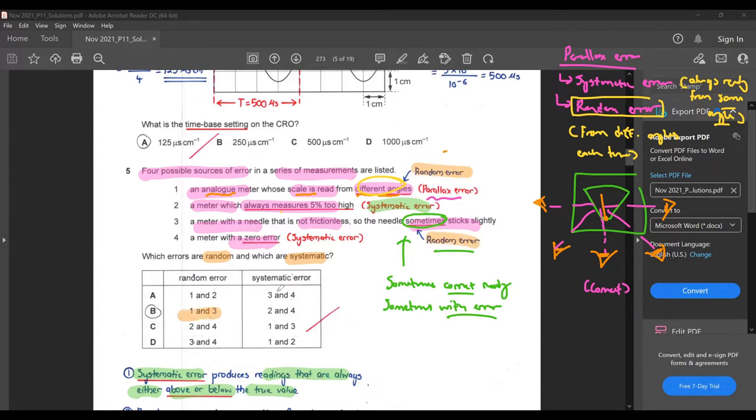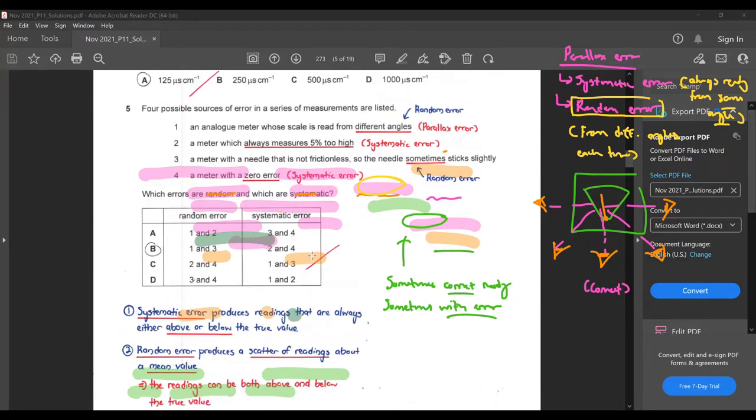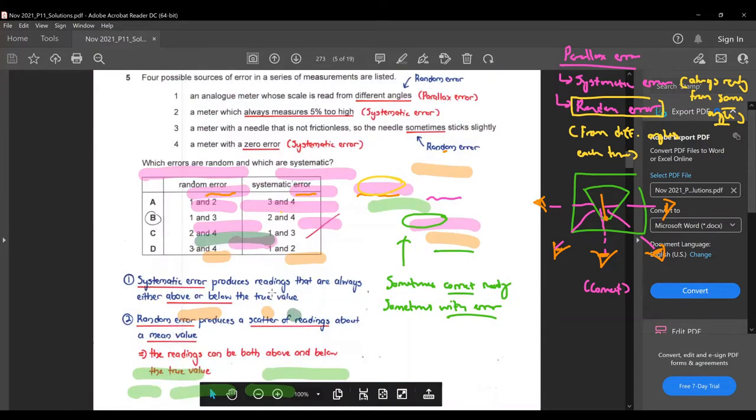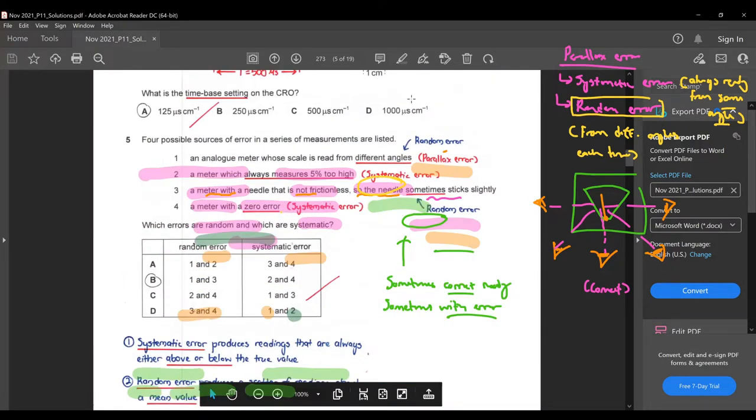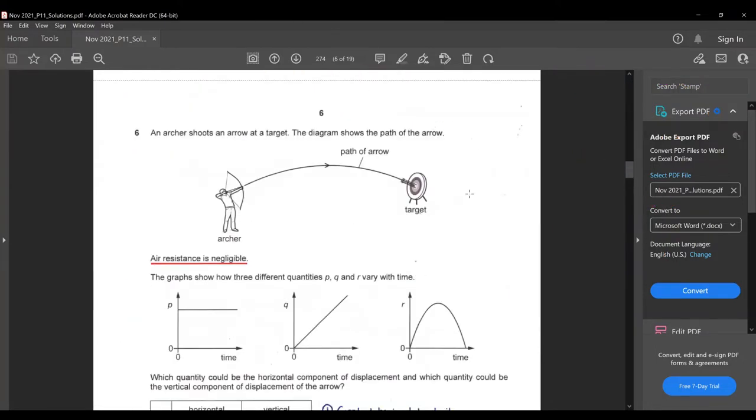Okay. We already determined that number two is systematic. So by right, number four should also be systematic error, right? But let's just check. The meter with zero error. This one obviously is systematic error, because one of the things we learn is that zero error is systematic error. Okay. Alright, so answer is B. This one clear. And after that, we move on to the next one.